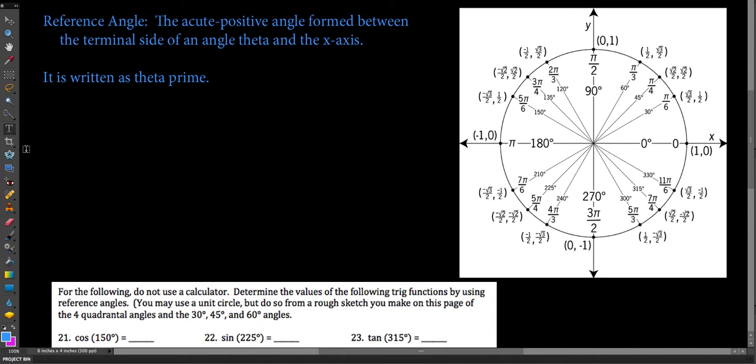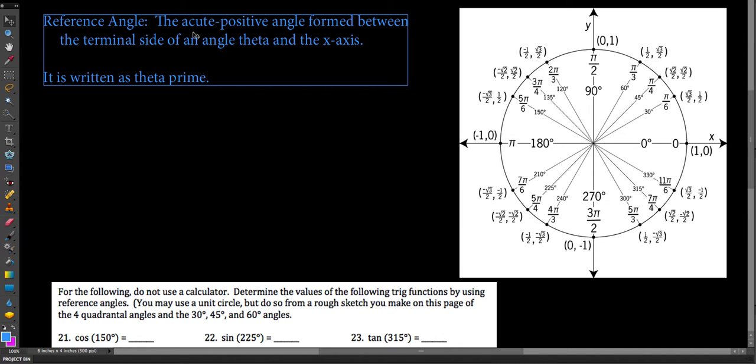Hey guys, in this video we're going to take a look at reference angles and how they are very useful when it comes to evaluating trig functions of any angle, because it means that we won't have to use our actual unit circle to do this. We can narrow it down by quite a bit. So let's start by talking about what a reference angle is.